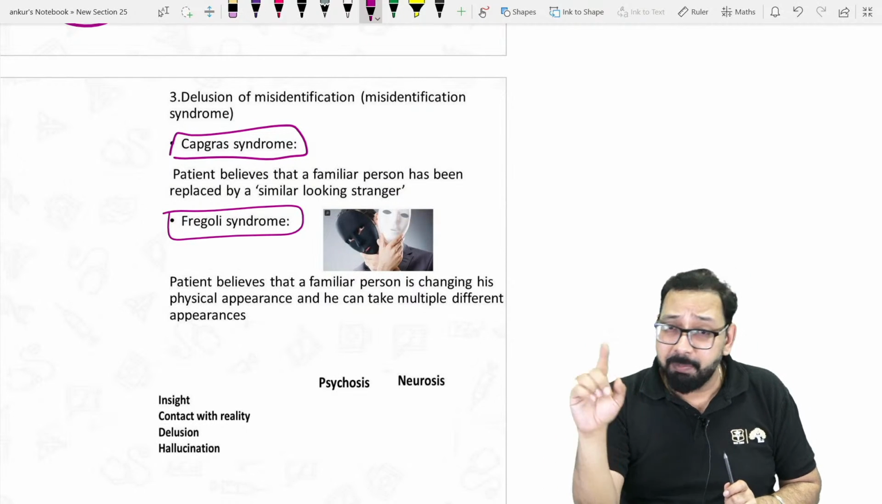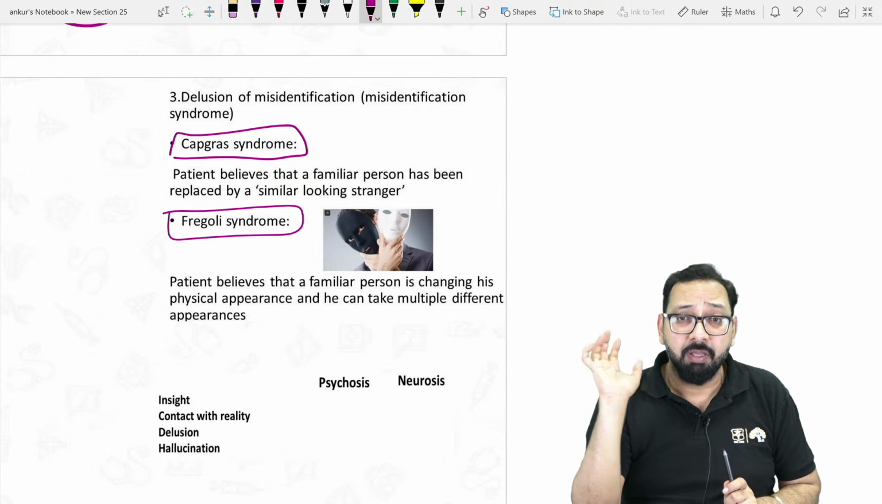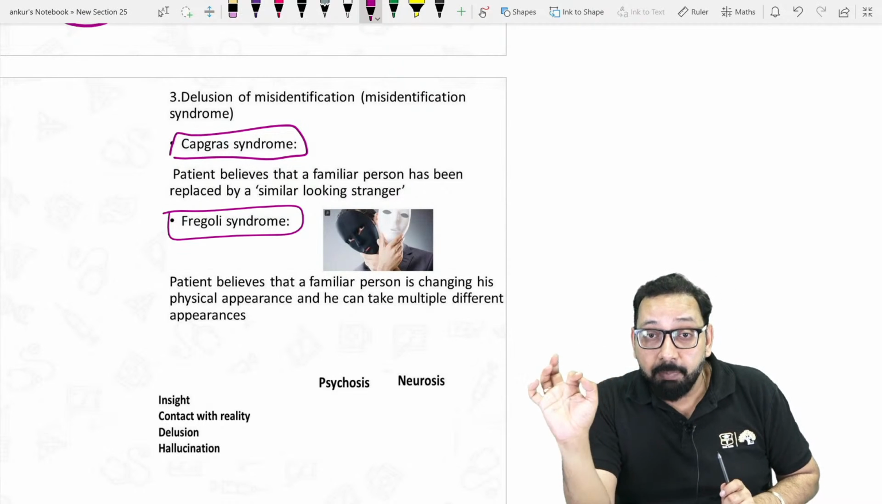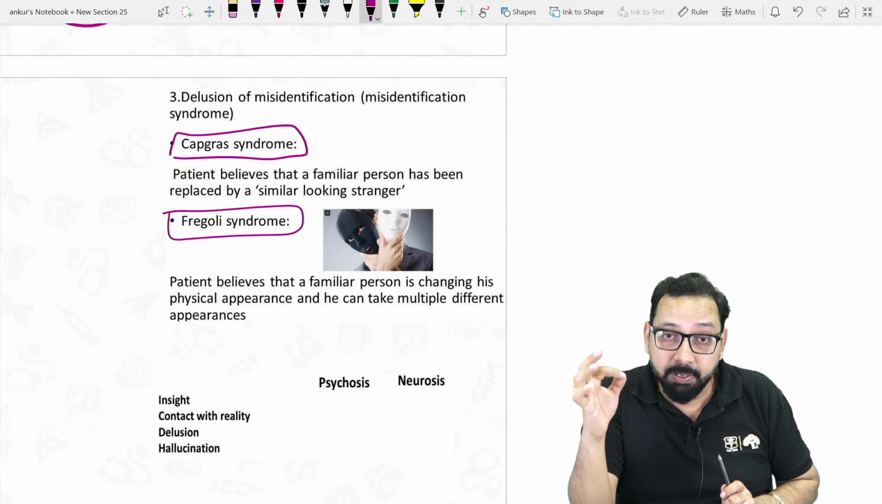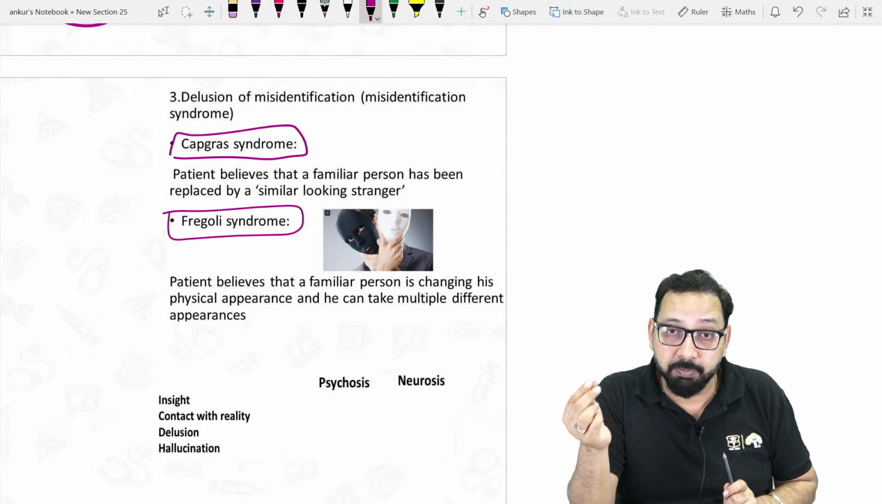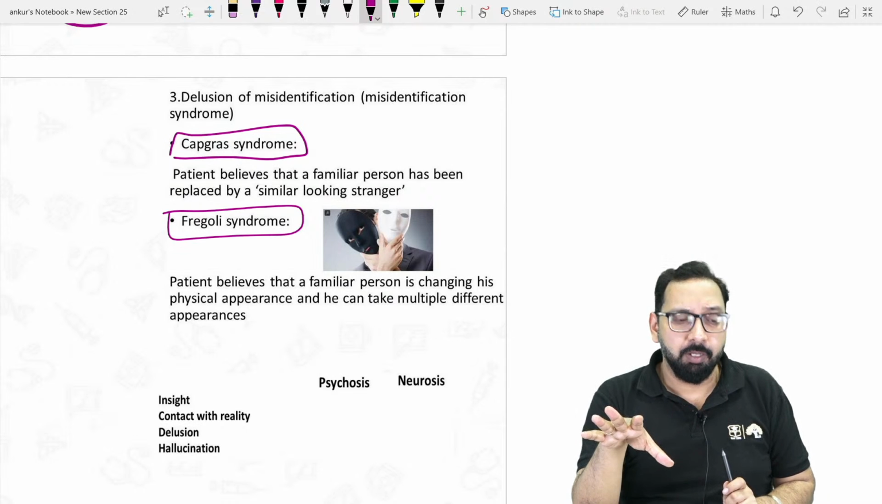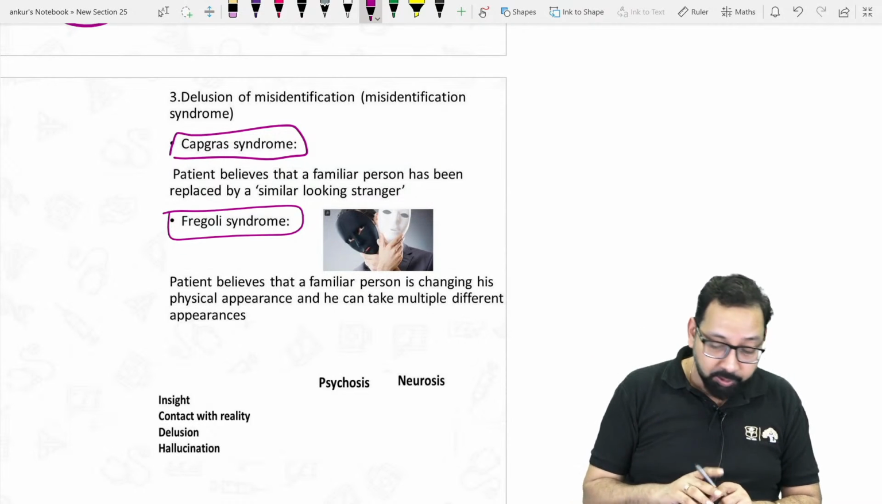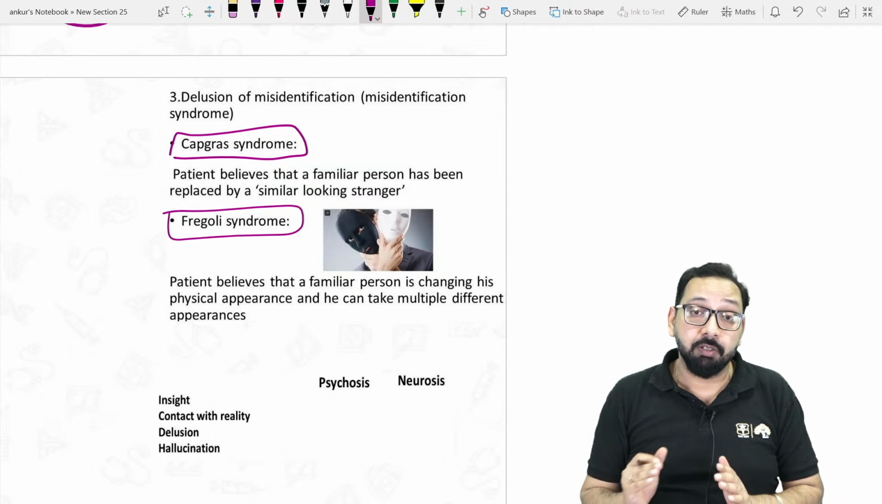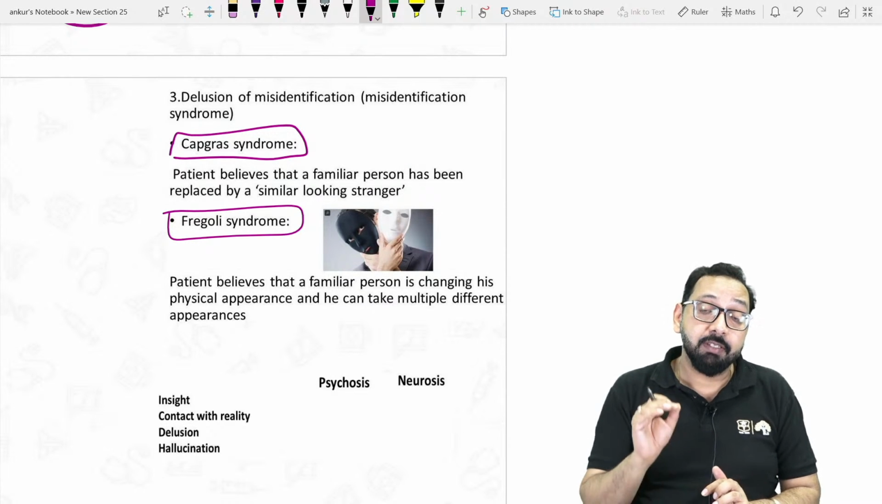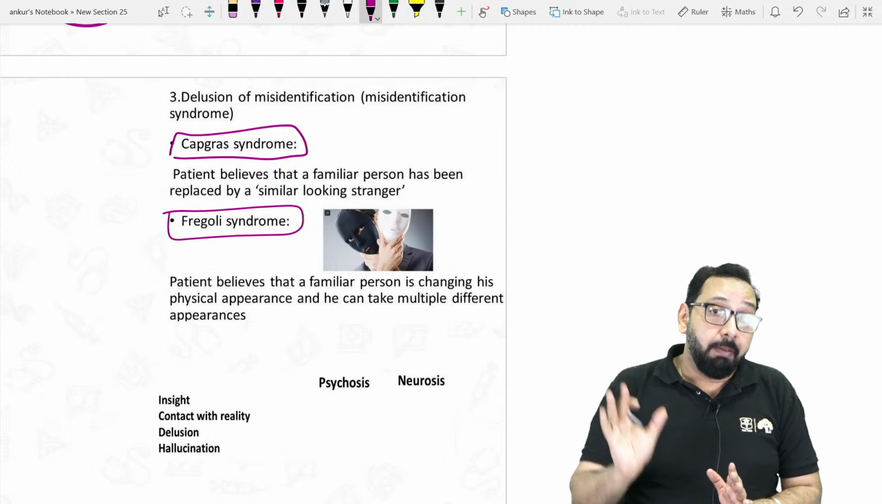She says that my husband is not my husband. He is looking just like my husband, behaving just like my husband, talking just like my husband. Everything is just like my husband, but he is not my husband. When you ask, why are you saying this, he is not your husband? She said that yes, he is wearing a cap.